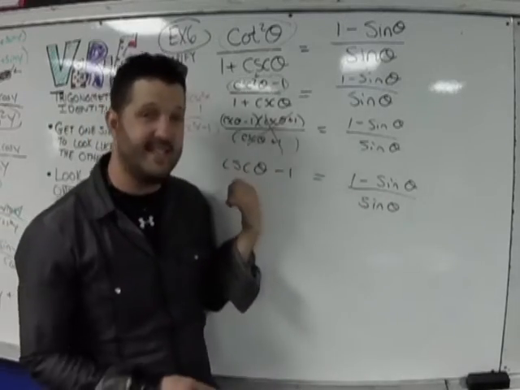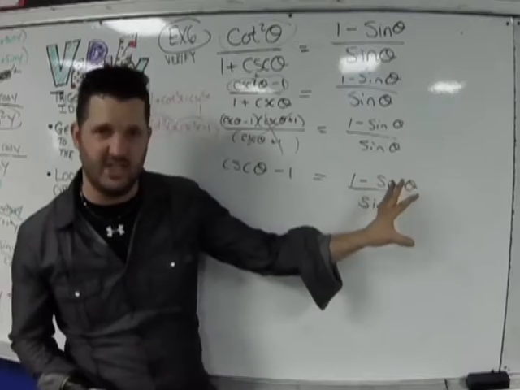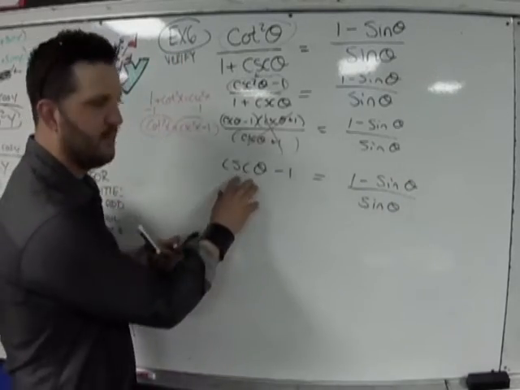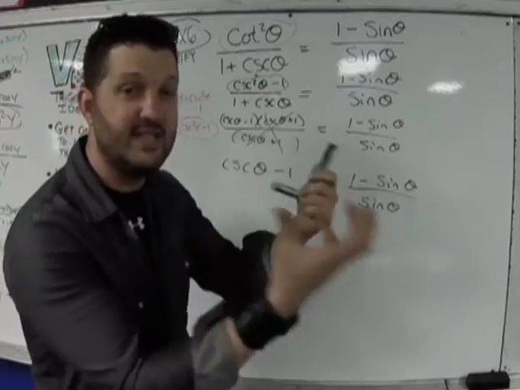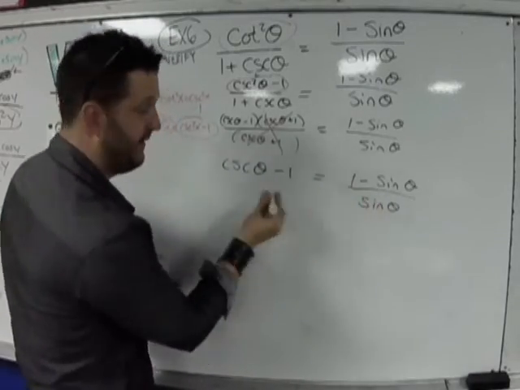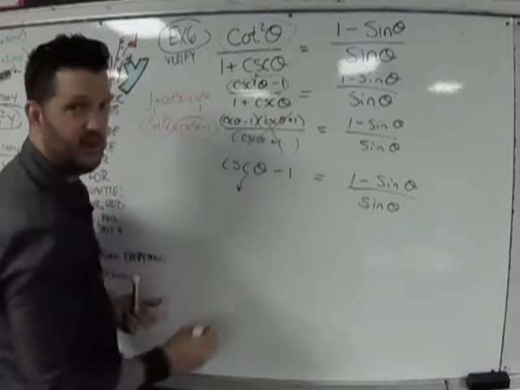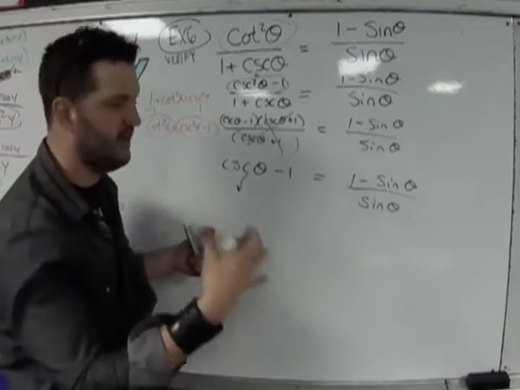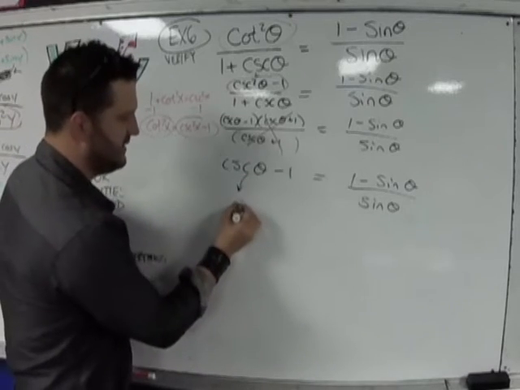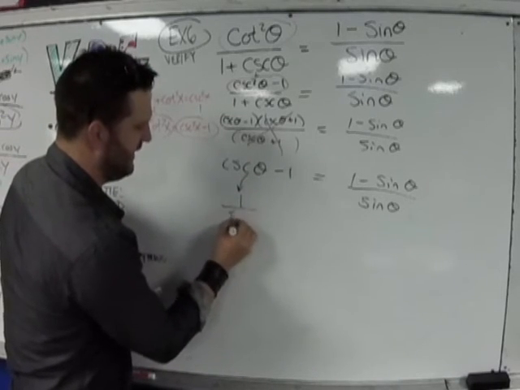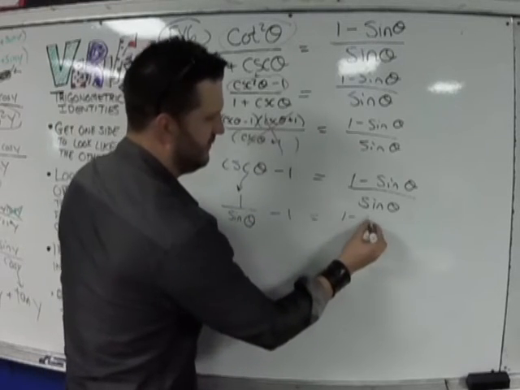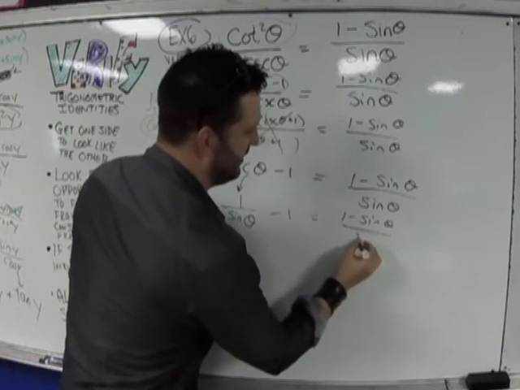Well, the left side has CSC in it, and the right side has just sines, a couple of them. So one thing we could think is, all right, cosecants and sines are related. I'm going to try to get some sines happening. So using the advice of, hey, turn everything into sines and cosines when you have nothing better to do, turn this into 1 over sine theta minus 1 equals 1 minus sine theta over sine theta.